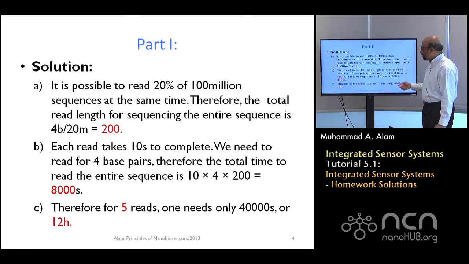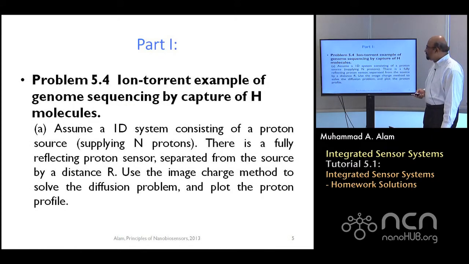Actually, the main problem is that even after your reads are done, the computer alignment takes much longer. So these days, it's the computation that's the bottleneck, not the reading of the genome itself. All right.